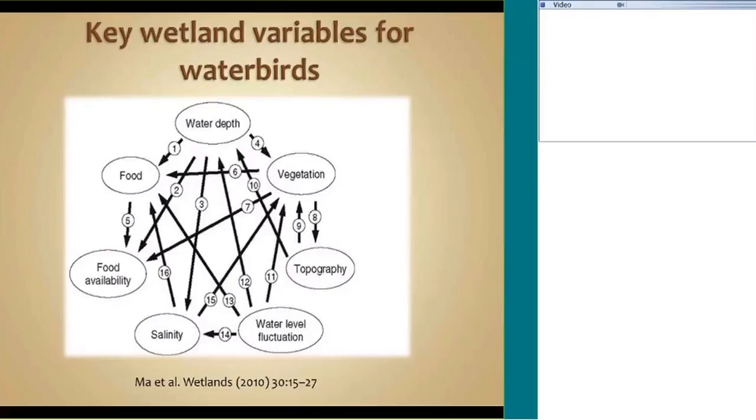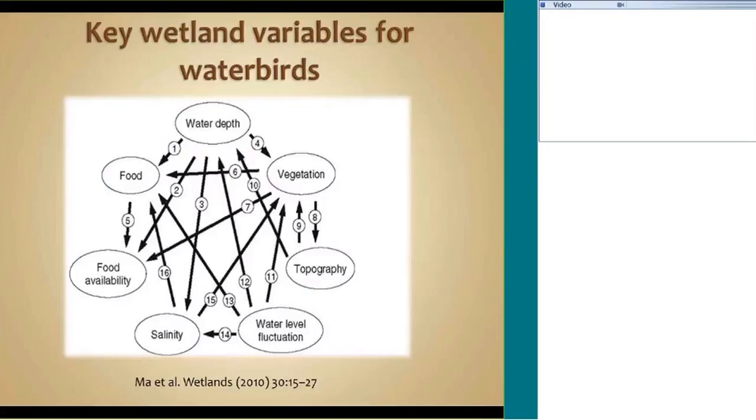If you look at what kind of metrics IWM is targeting with its monitoring, we're basically hitting all those key variables for waterbirds. This was a literature review that was done a couple of years ago, and it's easy to see how our metrics address these variables.